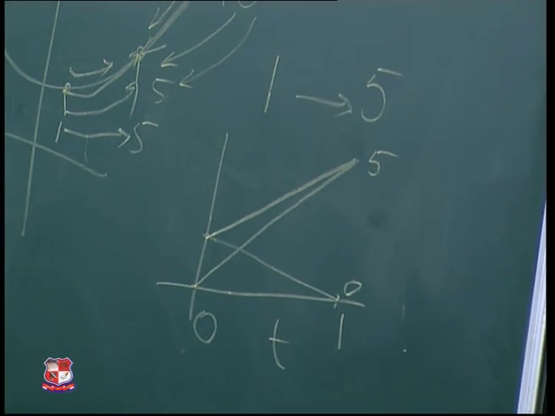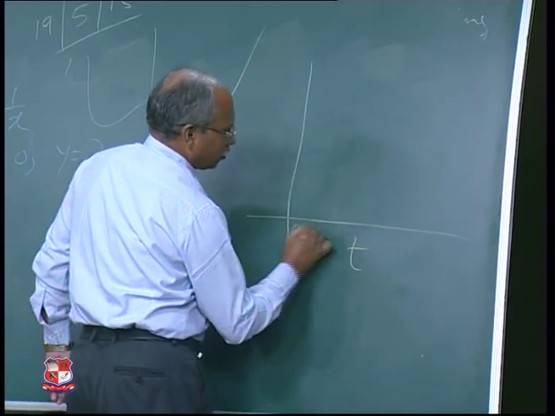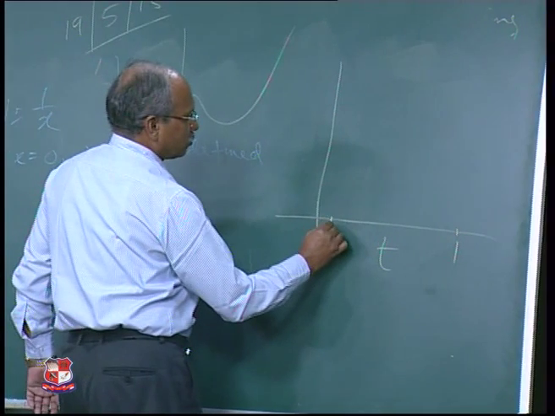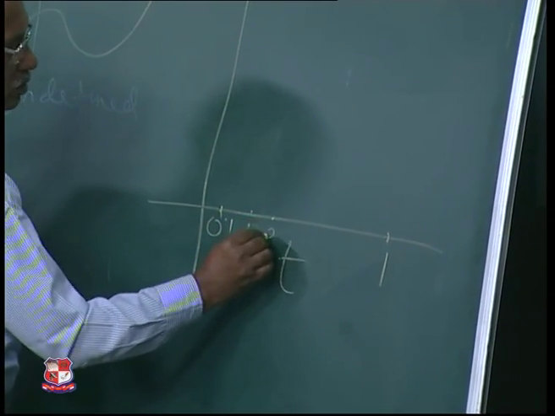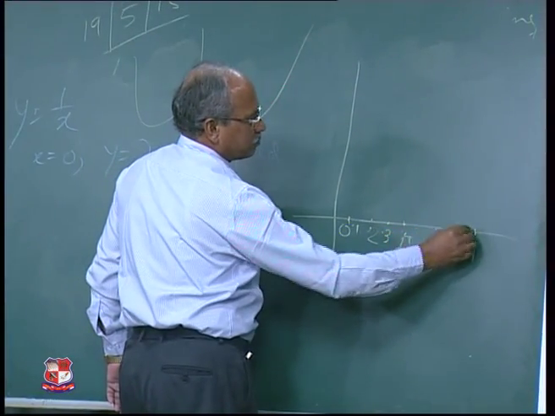I will repeat again. This is a very good trick. You take a parameter which moves from 0 to 1. This is independent. You can take 0.1, 0.2, 0.3, 0.4, like that up to 1.